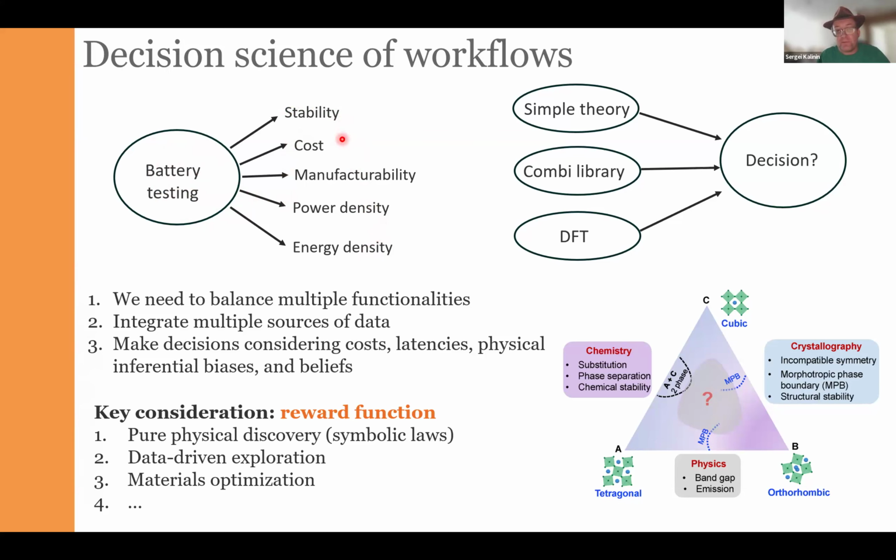So if you run the experiment on the robot, or if you run the instrument, you want to get better data, you want to spend less time obtaining it, you want to not blow up the instrument, and so on and so forth. When you make a decision, we also combine multiple sources of information. So for example, if I choose what next material to synthesize on the robot, I usually base my decision on the simple theory, right?